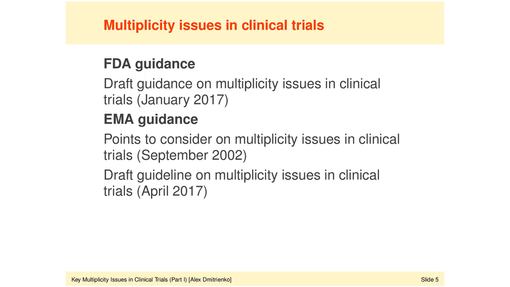To share my personal thoughts, I was very happy to see both draft guidance documents on multiplicity issues that were released by the FDA and EMA. And my understanding is that the FDA started working on this draft guidance around 2010, and it took close to 7 years to develop it, then fine-tune it. And in the case of the European Medicines Agency, the draft guideline represents an update after a 15-year period.